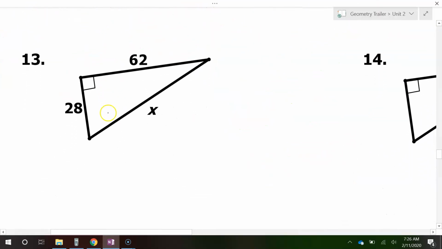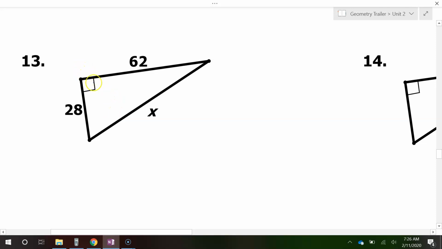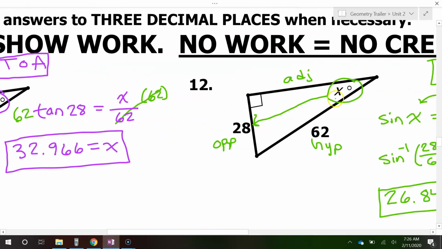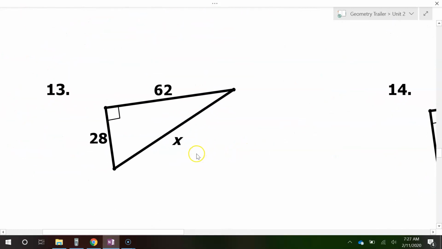Okay, how about number 13? Well, wait a minute. This problem is going to be different. Notice we have neither of the acute angles present. On the last two problems we did, we had 28 degrees to work with. And on number 12, we had x degrees. Even though it was a variable, it was an angle. But on number 13, we have no angles.